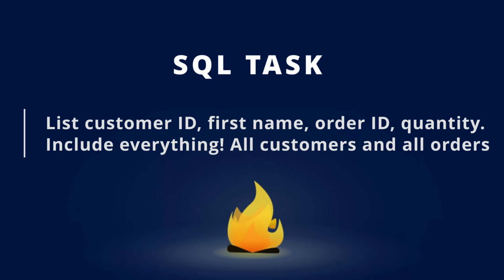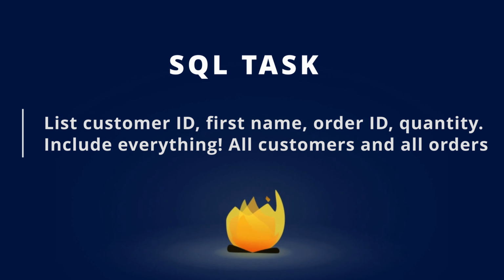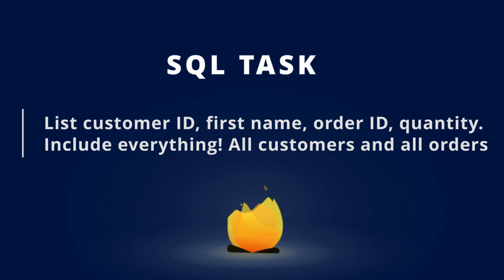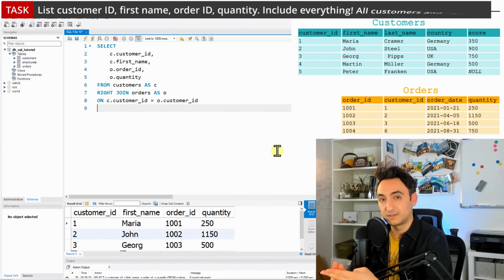Alright, let's move to the last one. We have the full join, and we have the following task. List customer ID, first name, order ID, quantity, but this time include everything. All orders and all customers. Okay, with the full join, I have two things to say.